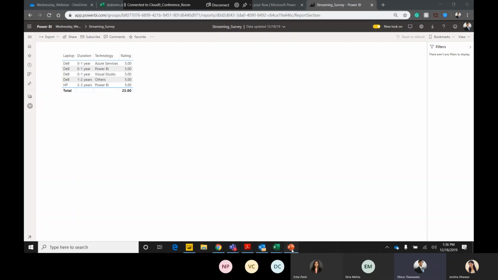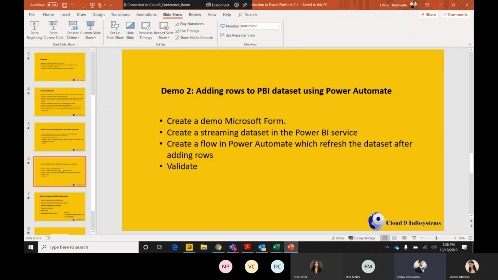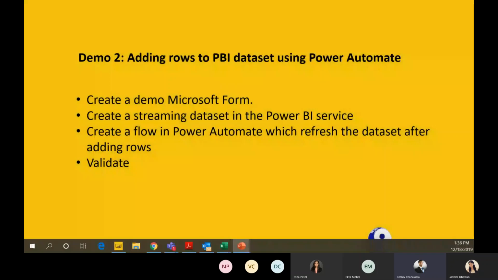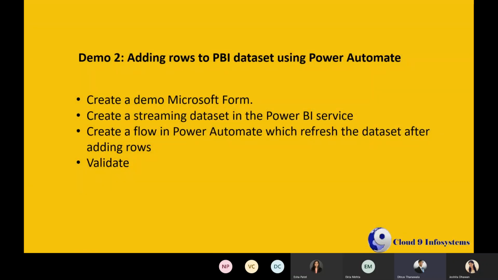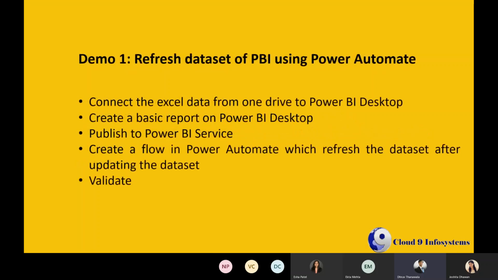So let's go back to the presentation and quickly go through what we did in the 2 demos. For the first demo, we refreshed the data set of Power BI using Power Automate. Simple steps: first, we connect the Excel data from OneDrive to Power BI desktop. We create a basic report, basically a card which counts the number of rows. We publish that report to Power BI service. Then we create a flow in Power Automate, which refreshes the data set after updating the data. And then we validate that also.